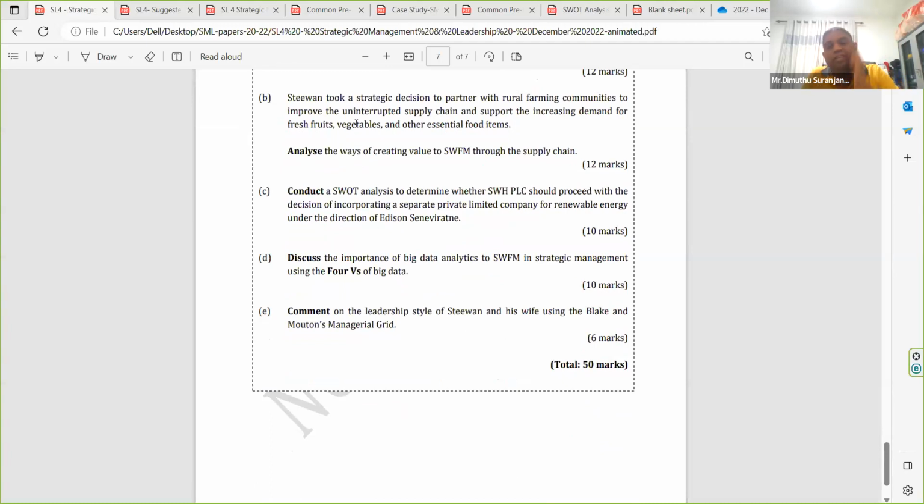This examiner wants to cover the 10% in the technology part. Do you remember? I saw earlier there was a 10% for the technology part. Therefore, she should test a question. See this 10 mark question has been raised from that. So this time also you can expect some questions from this area plus some questions from internationalization. Right? So, discuss the importance of big data analytics to SWFM in strategic management using the 4 V's of big data.